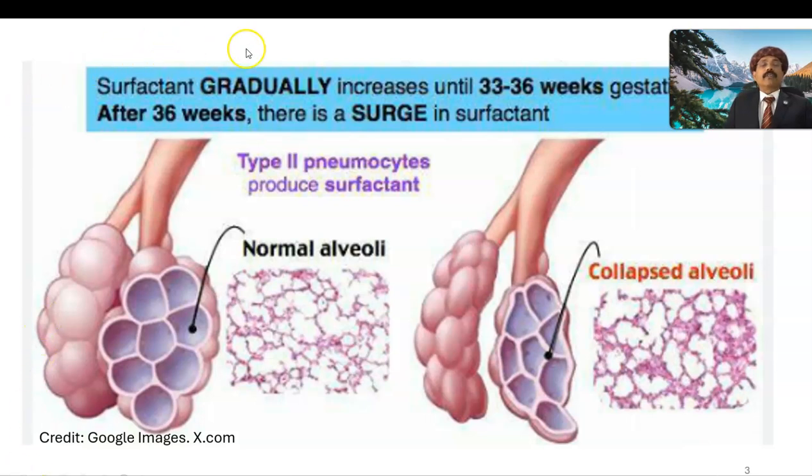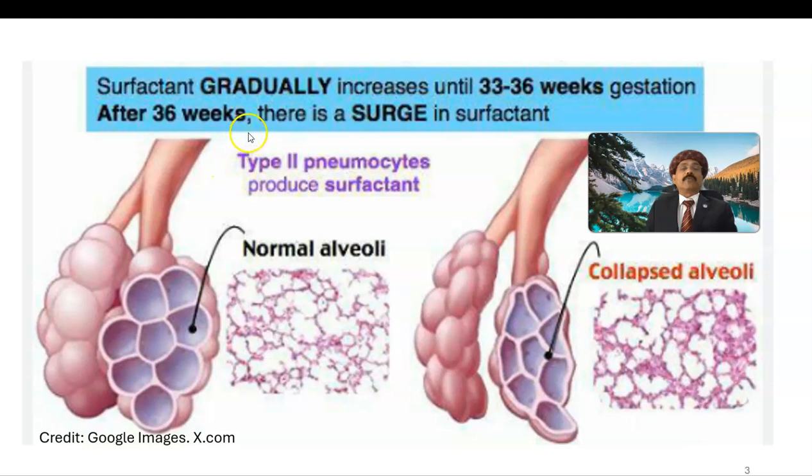Surfactant gradually increases until 33 to 36 weeks of gestation. After 36 weeks, there is a surge in surfactant. So, in preterm babies, I mean fetuses, if those babies are born prematurely, their surfactant is not sufficient. Type 2 pneumocyte produces surfactant, also called type 2 alveolar cell.